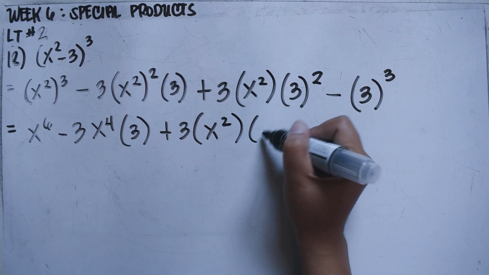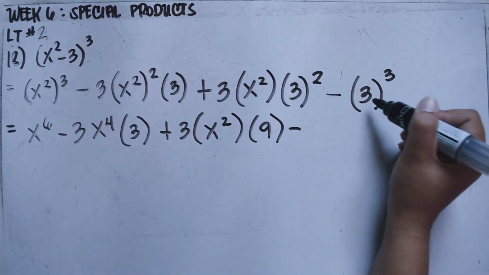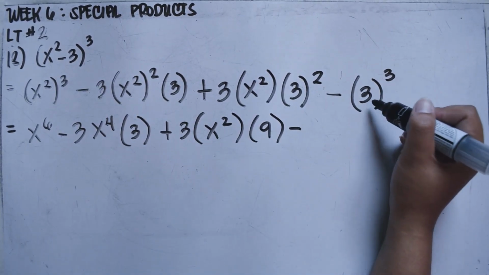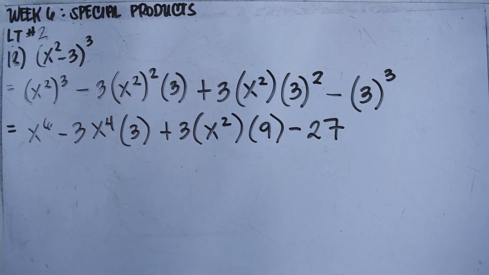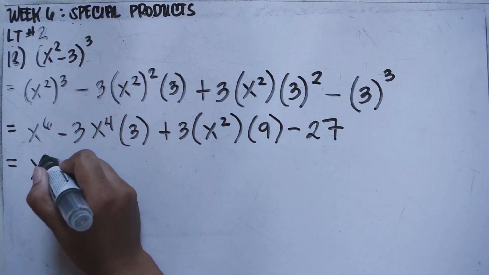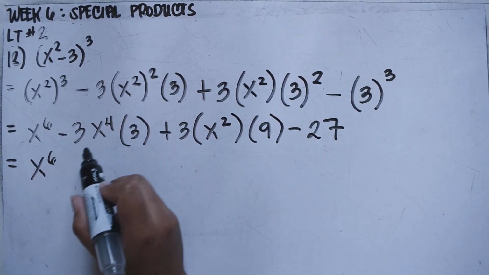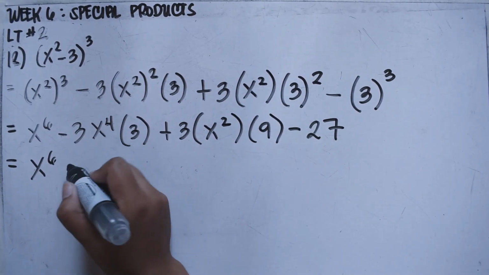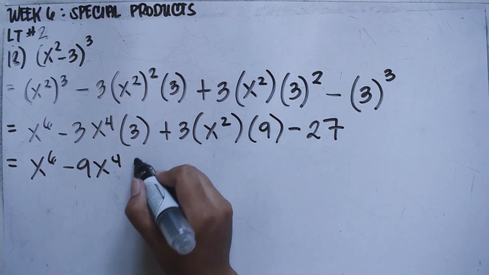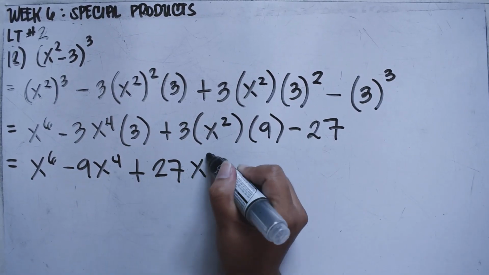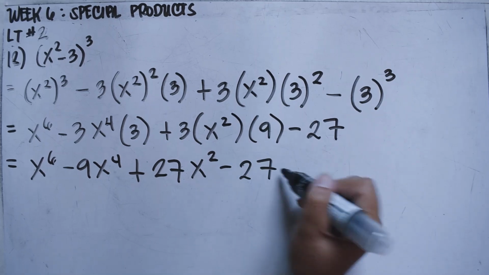Then 3 times 3, we have 9. And then minus 3 times 3 times 3 kasi cube, di ba? So 3 times 3 is 9, times 3 is 27. Nakasunod. Next, simplify pa. So we have x raised to 6. Simplify na natin ito. So we have negative 3 times 3, we have negative 9. And then just copy x raised to 4. Positive 3 times 9, positive 27. Just copy x squared. And then copy negative 27.